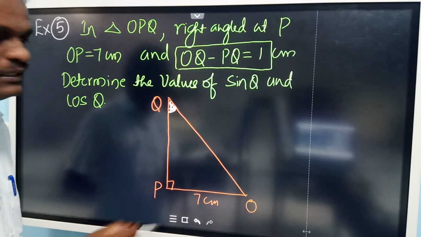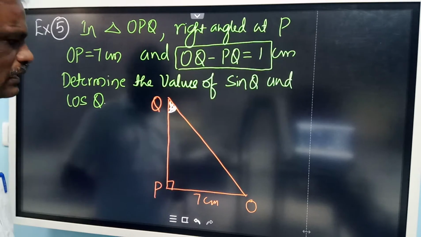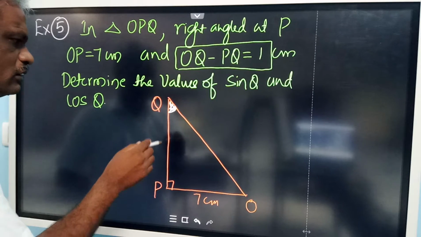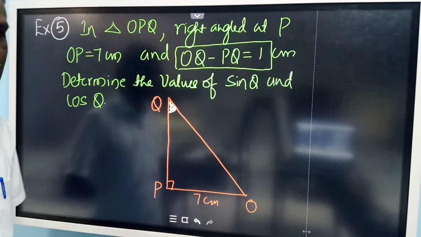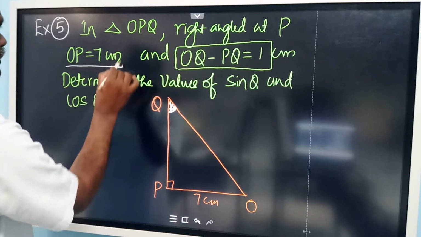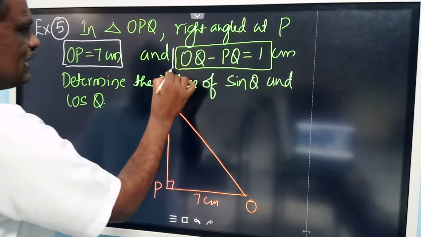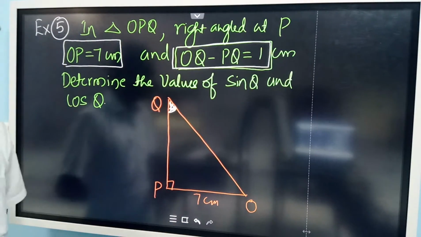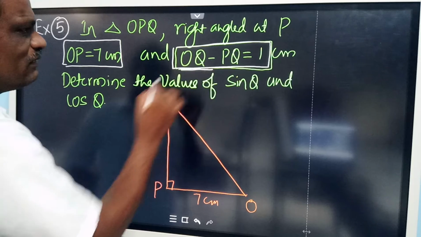We need to find the length of OQ. Cos Q is adjacent side by hypotenuse, so we need to know the length of PQ as well as OQ to find cos Q. So let us use this data. Using this, you have to find out the other two sides also. Instead of these two sides, they have given the difference.